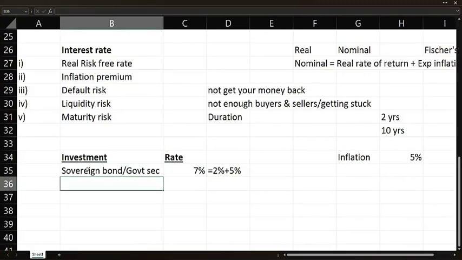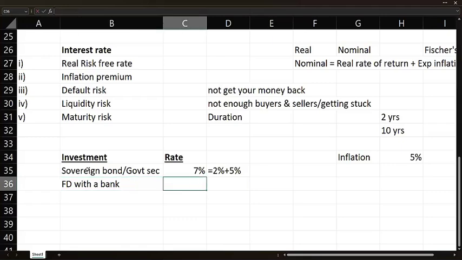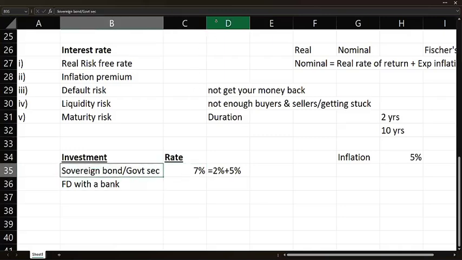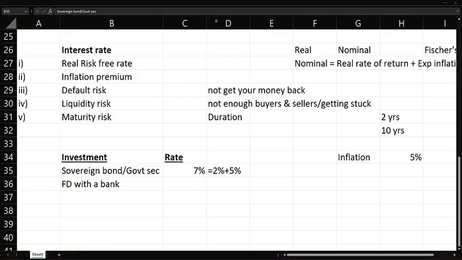Now let me take you to an FD with a bank. So now you tell me what you will expect from this particular investment, given that this should be in relation to the government security. If the government is paying me 7%, then what will you expect from an FD with a bank? You don't necessarily have to give a specific rate, but tell me below 7%, more than 7%, or equal to 7%.